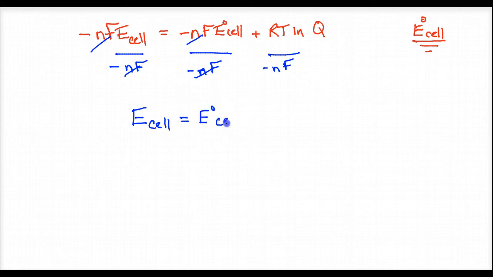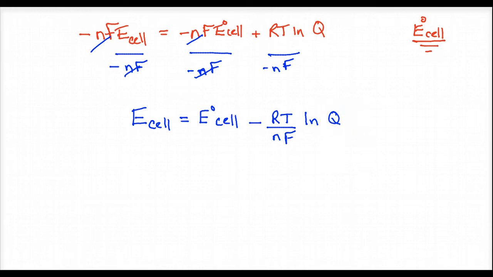What we get is E of cell, without this little degree sign that means non-standard conditions, is equal to, negatives cancel, nF cancel, what we get from tablature, minus RT over nF, of course this R is going to be in joules, 8.314, natural log of Q, which is a reaction quotient, which is products over reactants, coefficients become exponents, and solids and liquids don't apply.